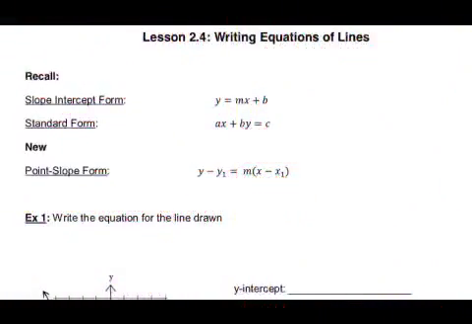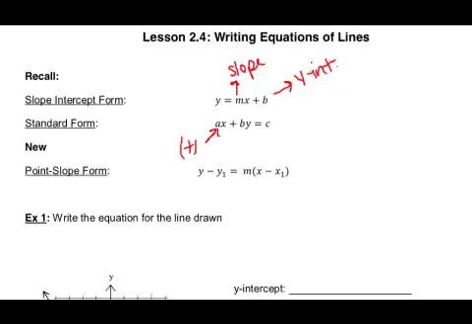These are the notes for lesson 2.4, writing equations of lines. If we recall, we have two different forms that we've been talking about as far as equations of lines. The first is slope-intercept form, where m is our slope and b is our y-intercept, or for graphing it's our beginning point. Standard form, we said A always has to be positive, and in standard form it's easy to find our x and y intercepts.